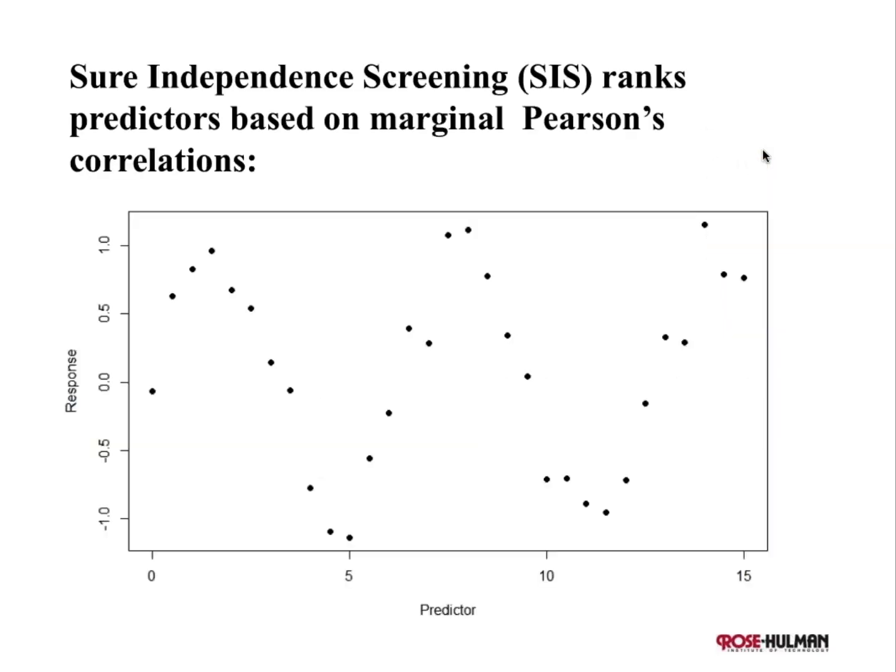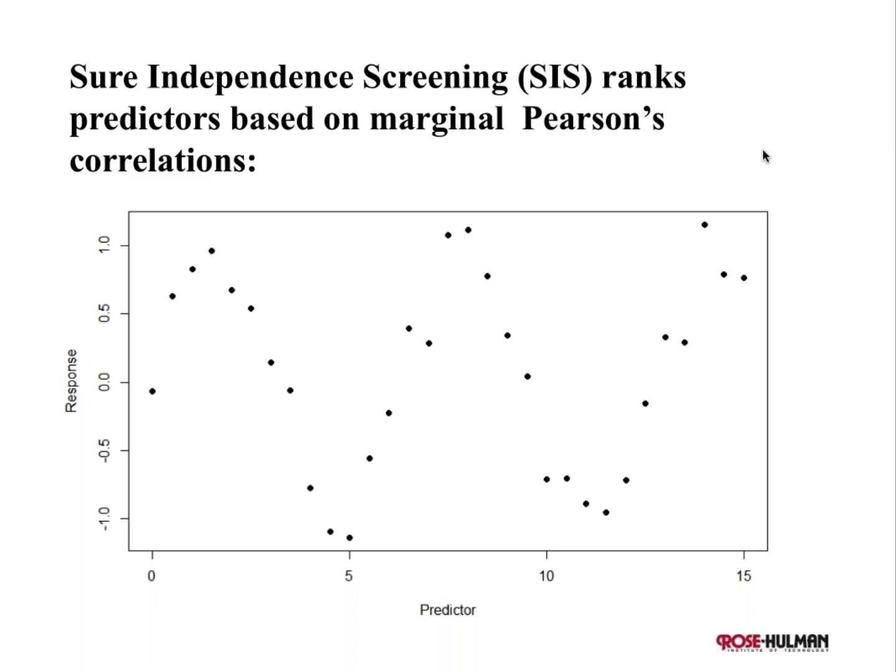Hence, screening procedures are introduced to reduce the pool of potential predictors for a first run. Just like sifting gold, it will filter out the important predictors first. There are two screening procedures out there. The first one is called sure independent screening. It ranks the predictors based on the marginal Pearson's correlation. It ranks the predictors using the absolute value of the correlations, where a larger value indicates stronger importance, and a smaller value closer to zero indicates less importance to the response.